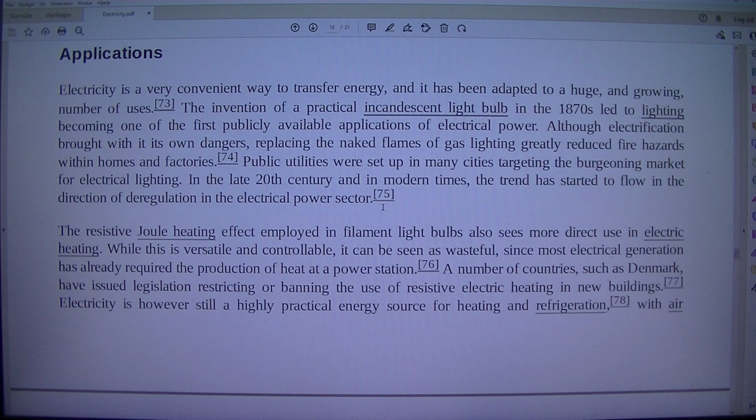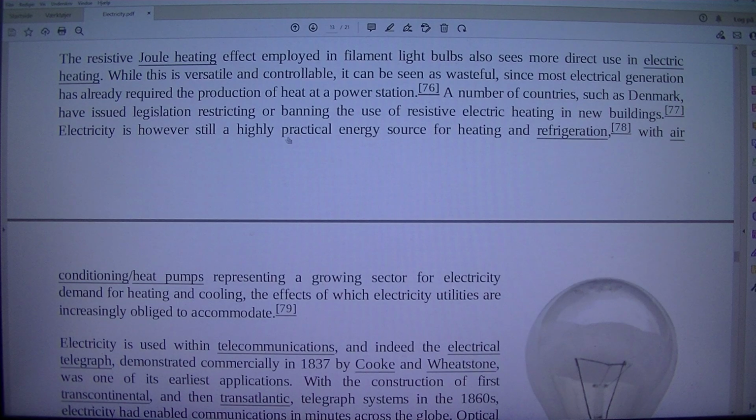The resistive Joule heating effect employed in filament light bulbs also sees more direct use in electric heating. While this is versatile and controllable, it can be seen as wasteful, since most electrical generation has already required the production of heat at a power station.